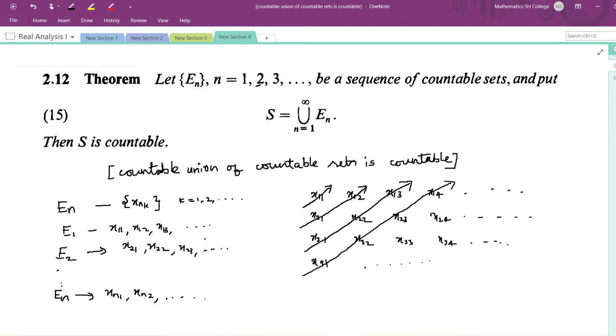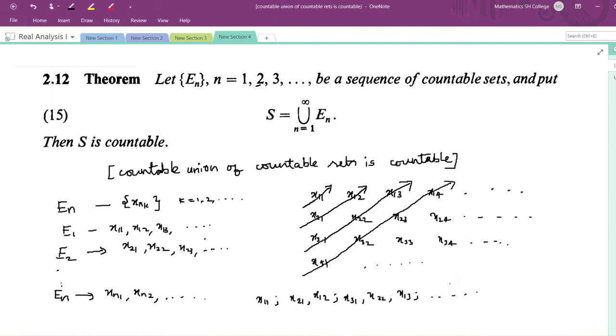So you consider the arrays in which En forms the nth row. Now the array contains all elements of S. We can say that S is the union of En. If I write an array of elements like this, in this array the first element is x11, the second element is x21, then x12. Then my third element is x31, x22, x13.